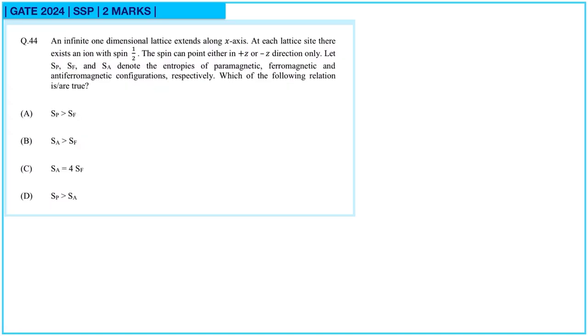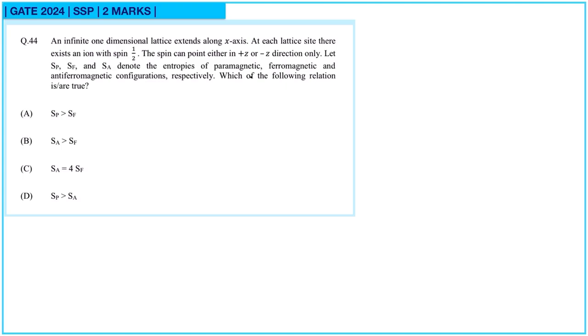Next question. An infinite one-dimensional lattice extends along the x-axis. At each lattice site, there exists an ion with spin half. The spin can point either in plus z or minus z direction only. Let Sp, Sf and Sa denote the entropies of paramagnetic, ferromagnetic and antiferromagnetic configurations respectively. Which of the following relations is or are true?